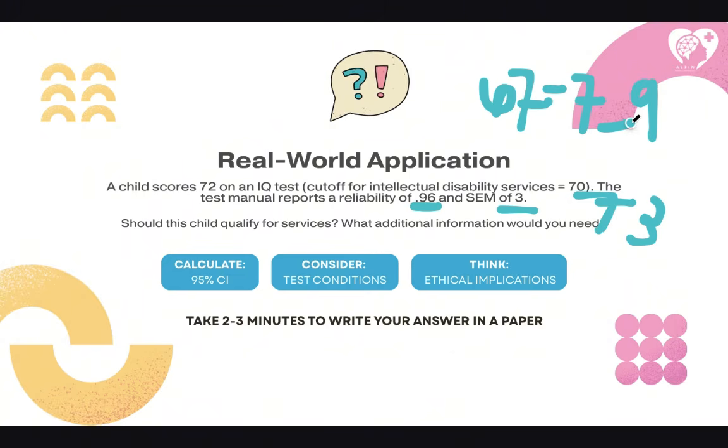Okay, so now my question is, what should happen? Should this child receive services? Or how do you handle this uncertainty and high-stakes decision? There is no easy answer to this one, because you need to marry theory and also your judgment and ethical implications. So I want you to think of the answer to this one.